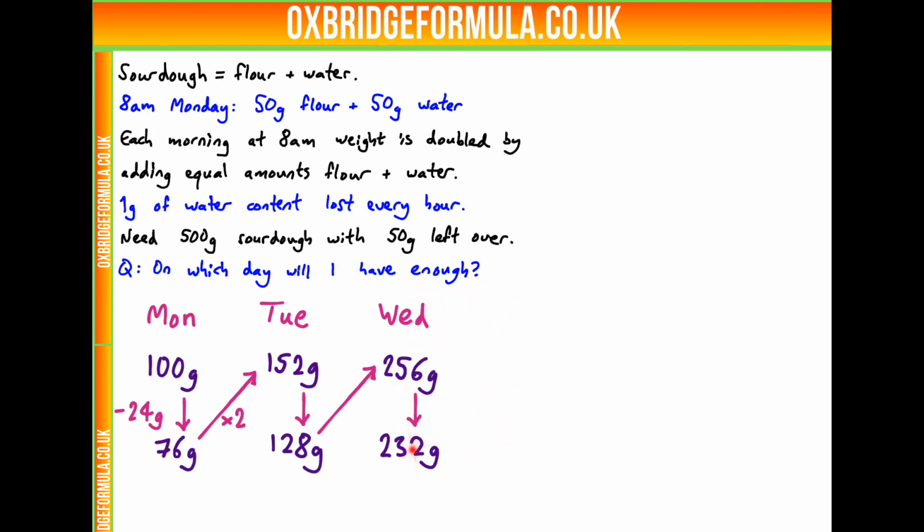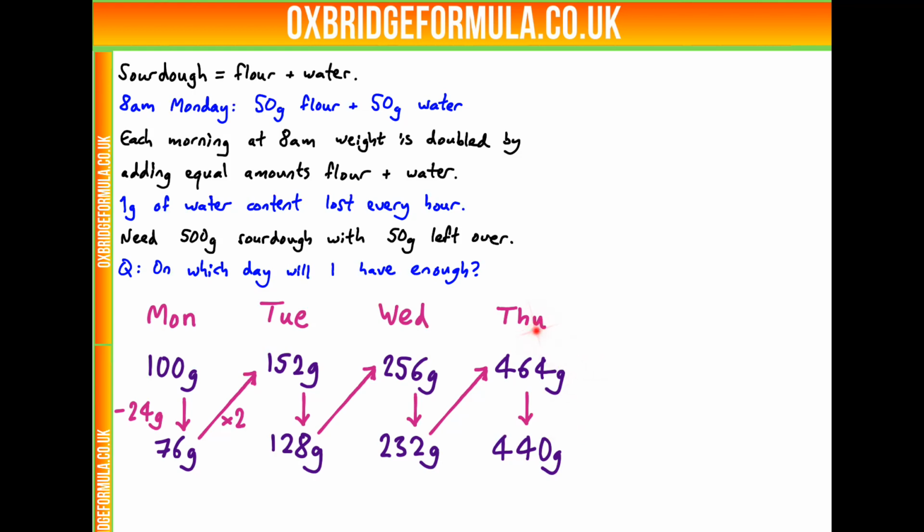So 2 times 232 is 464. And again, we're losing 24 grams of water content. 464 minus 24 is 440. So we're still not quite there.